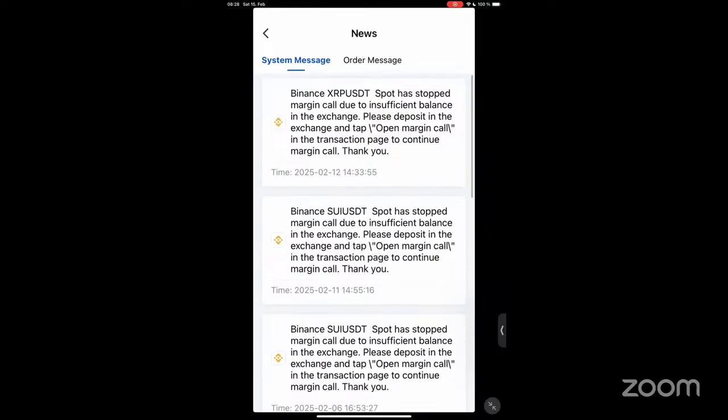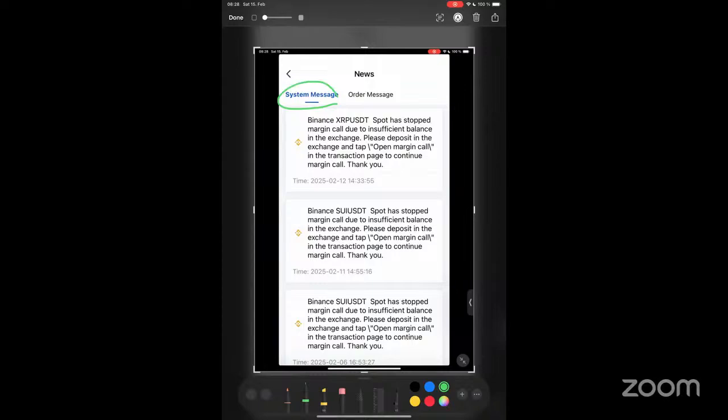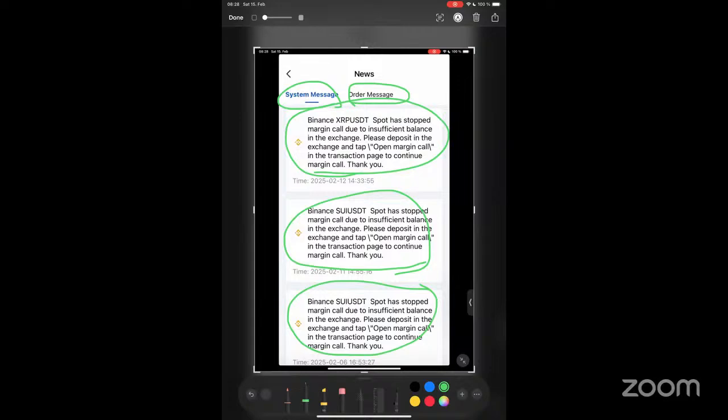So under the notification bell, the news, we have 2 types of messages, the system message and the other message. The system message, you see messages like this. What do these messages mean? It's saying Binance XRP USDT. That is the exchange you are trading the coin called XRP on using USDT. Spot, meaning you are trading it on the spot market and not futures, has stopped margin call due to insufficient balance in the exchange. Please deposit in the exchange and tap open margin call in the transaction page to continue margin call. Thank you. So this simply means if you've allocated some amount of money for a particular trade, don't be tempted to use it to trade other coins.